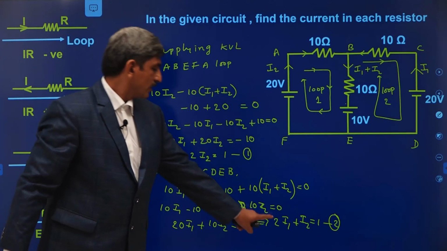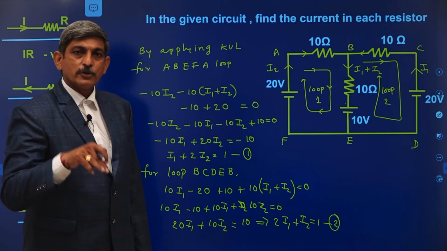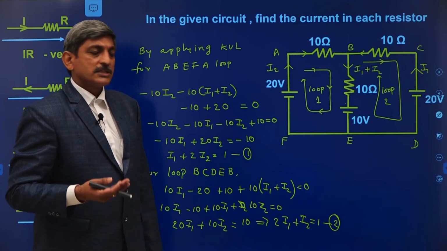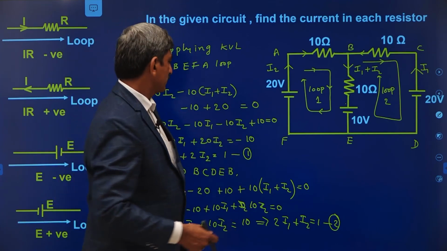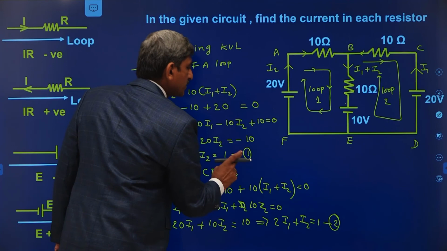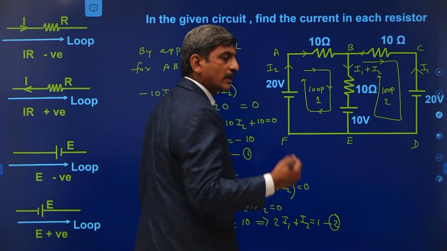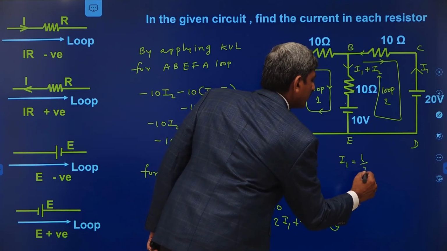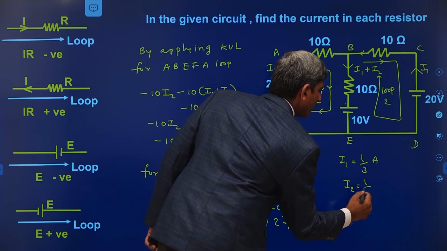So there are two equations and there are two unknowns. So in the lower classes itself, you have the procedure to solve the two equations for getting the two unknown values. By solving these two equations, we get I1 value and I2 value. After solving the equations, we have I1 is equal to 1 by 3 ampere and I2 is equal to 1 by 3 ampere.